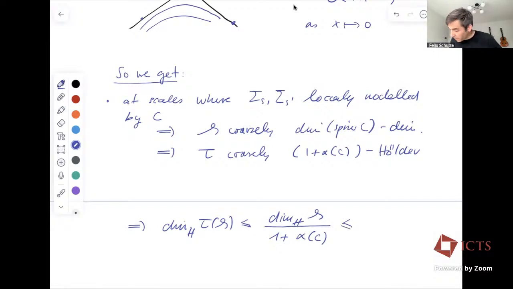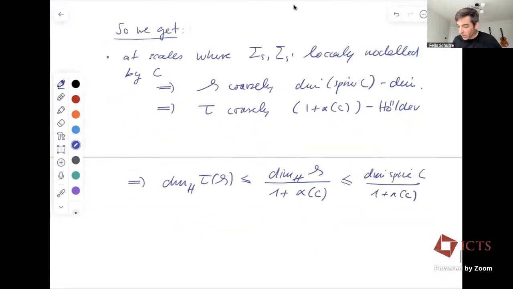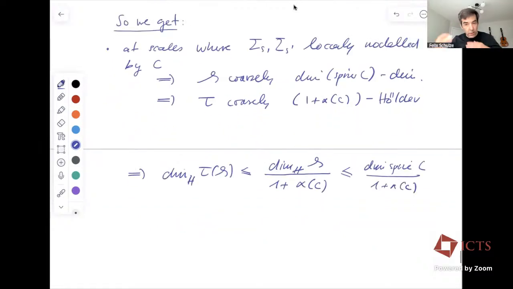So what do we get here? This is less than the dimension of the spine of C divided by 1 plus alpha of C. Okay, and now, this just works at each scale. Now we have to do a very refined and careful covering argument going over all scales, neglecting the scales where we're not close to cones, but it works.